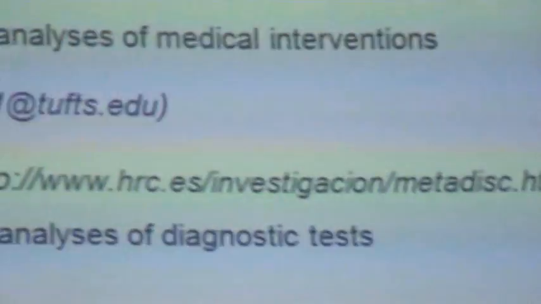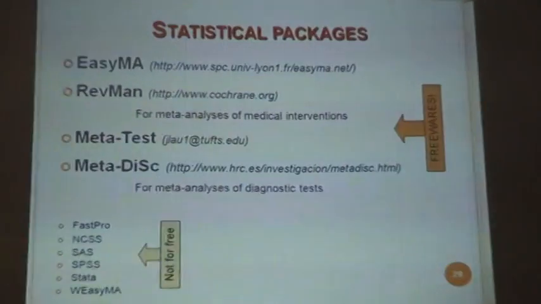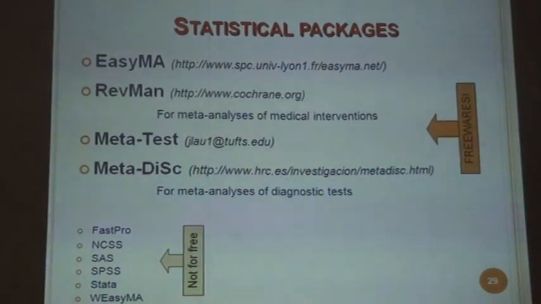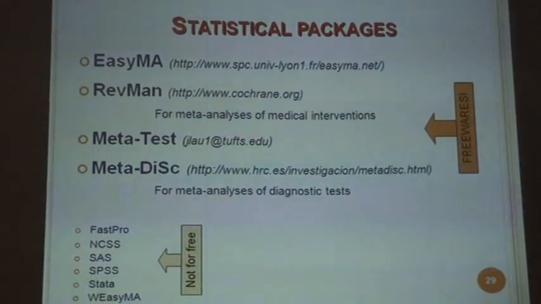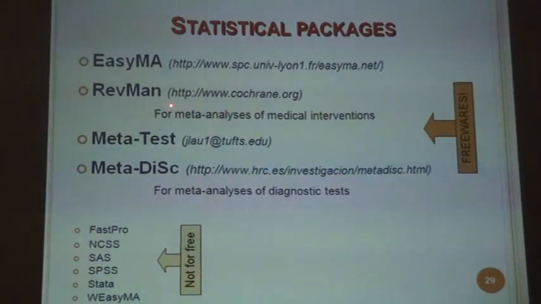There are various statistical packages which are available now. A few free packages are available, and I think most of you are aware of this: EpiInfo, RevMan, MetaTest. These are freeware, but the very commonly used software for biostatistics is SPSS. This is of course not free. You have to purchase it, SPSS.